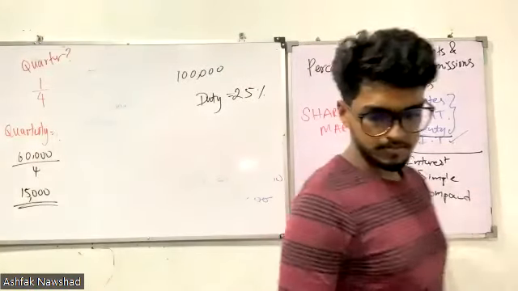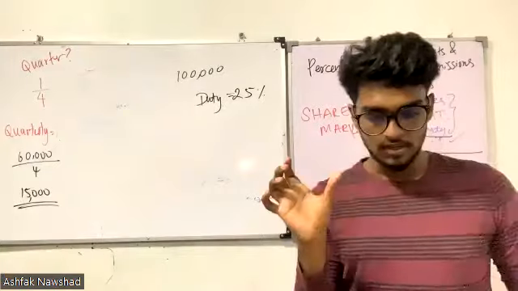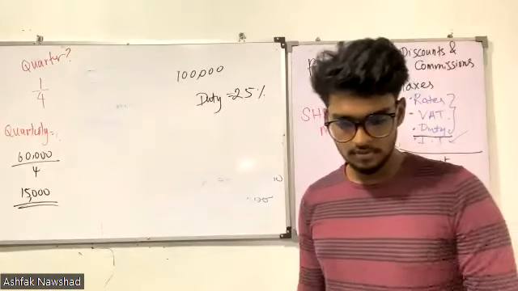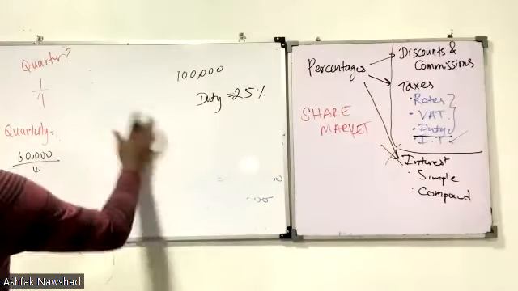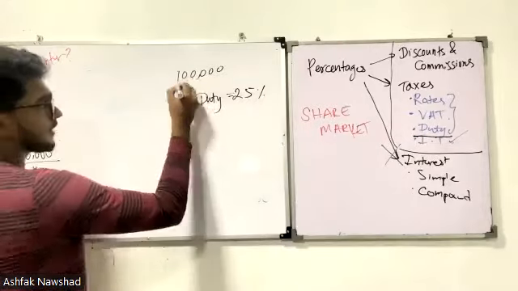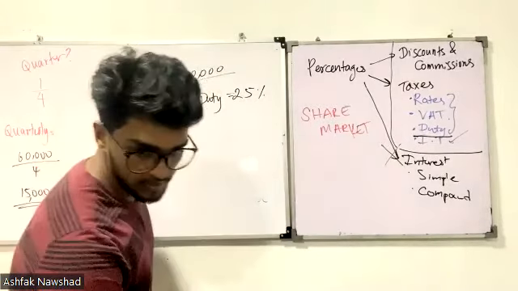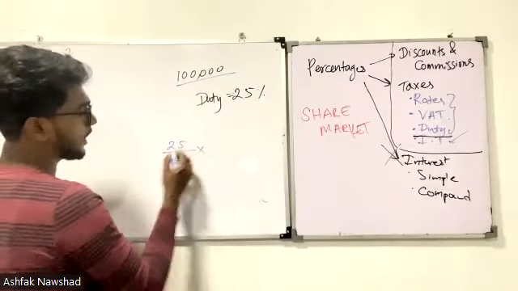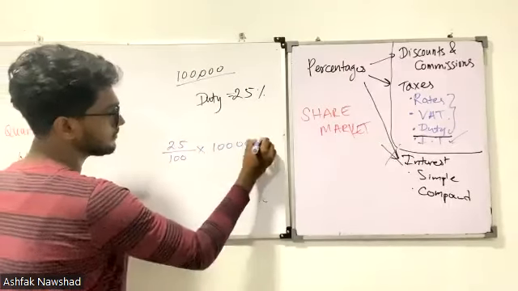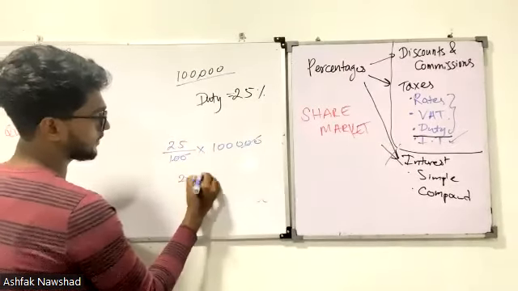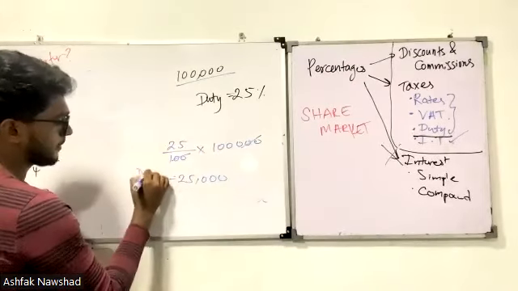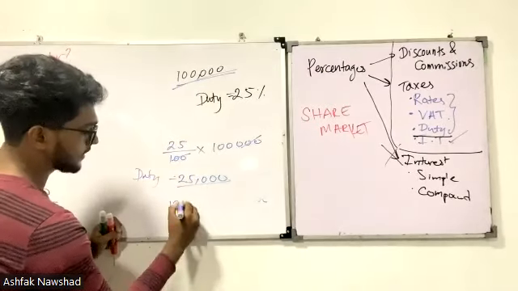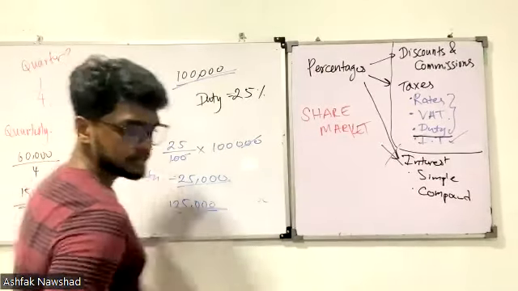What would be the final price of the phone? How much should I pay to get the phone? Exactly. So pretty simple. The phone is 100,000. So the duty is 25% of 100,000, which is 25,000. This is the duty, but I need the final price. So I'll have to add the phone's price plus the duty. So the final price will be 125,000. Is this clear?